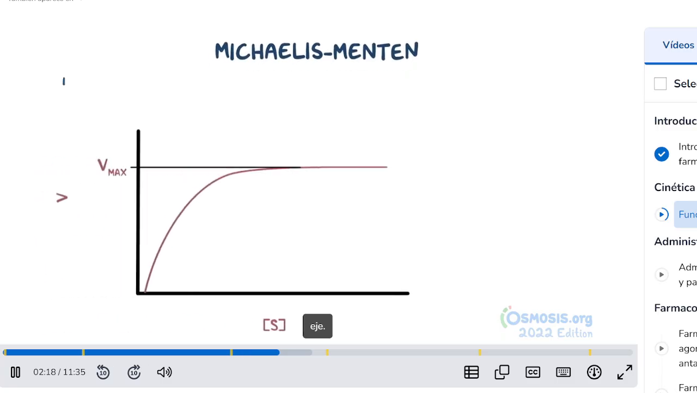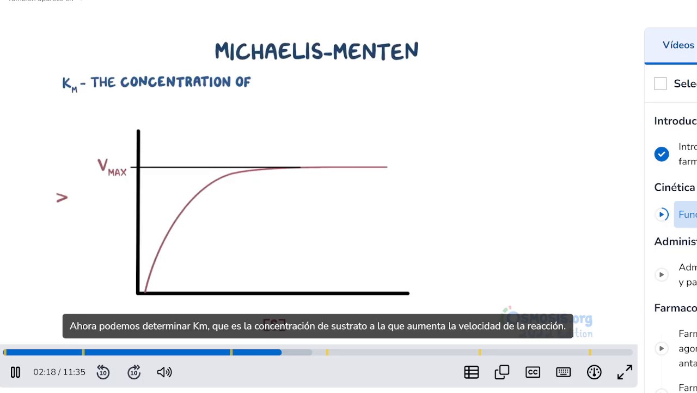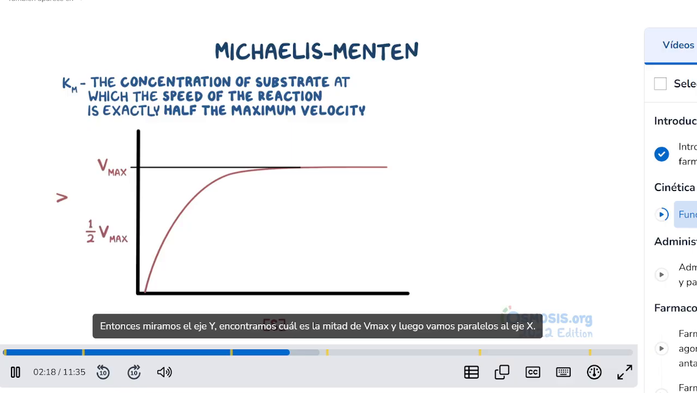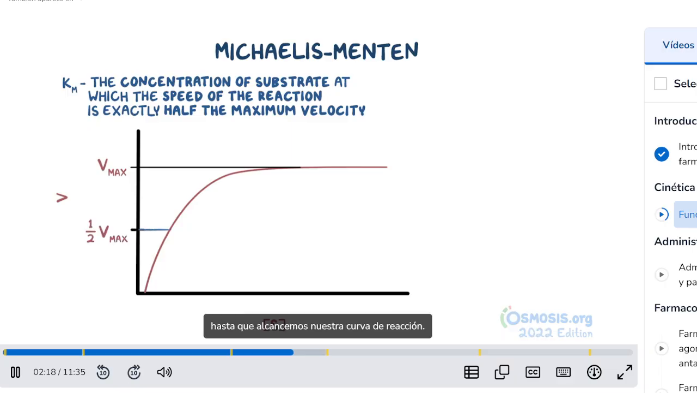Now we can determine Km, which is the concentration of substrate at which the speed of the reaction is exactly half the maximum velocity. So we look at the y-axis, find what half of Vmax is, then we go parallel to the x-axis until we reach our reaction curve. From there, we go straight down toward the x-axis, and Km will be equal to that substrate concentration.